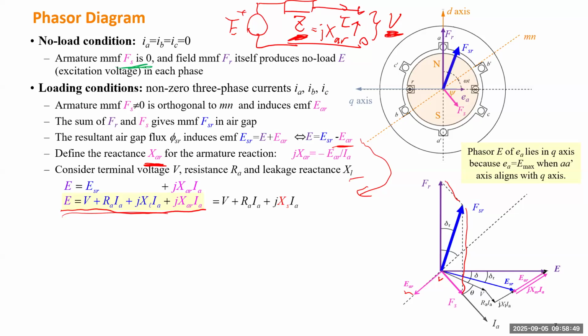And next, we can simplify the last two items. We just simply call the total reactance X_S. That is the equivalent total internal reactance, okay? We call it the synchronous reactance.